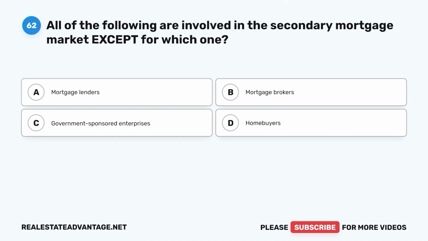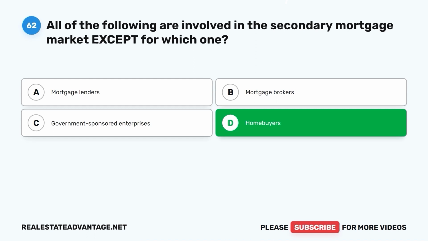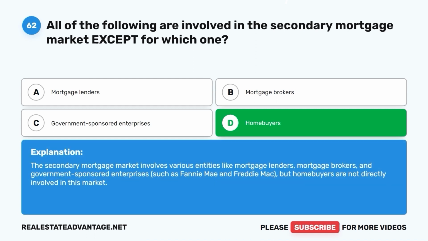Question 62. All of the following are involved in the secondary mortgage market except for which one? A. Mortgage lenders. B. Mortgage brokers. C. Government-sponsored enterprises. D. Home buyers. The correct answer is D. Home buyers. The secondary mortgage market involves various entities like mortgage lenders, mortgage brokers, and government-sponsored enterprises, such as Fannie Mae and Freddie Mac, but home buyers are not directly involved in this market.